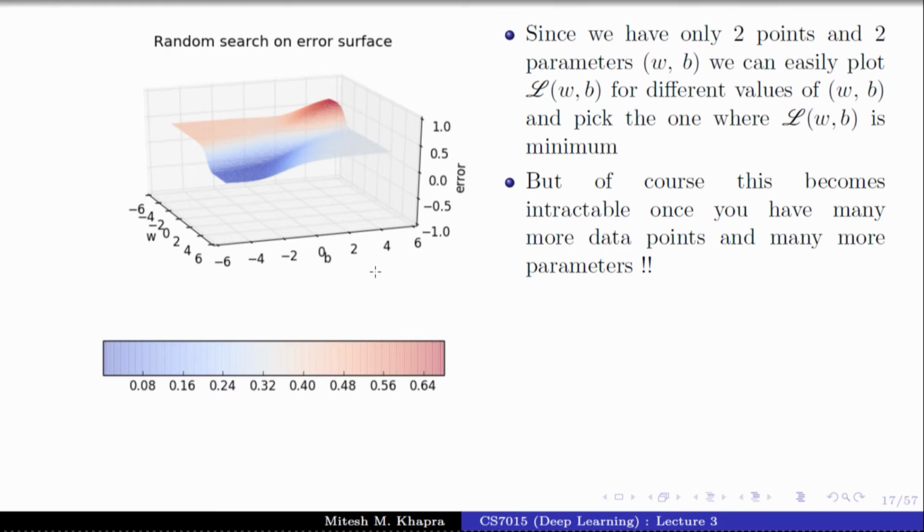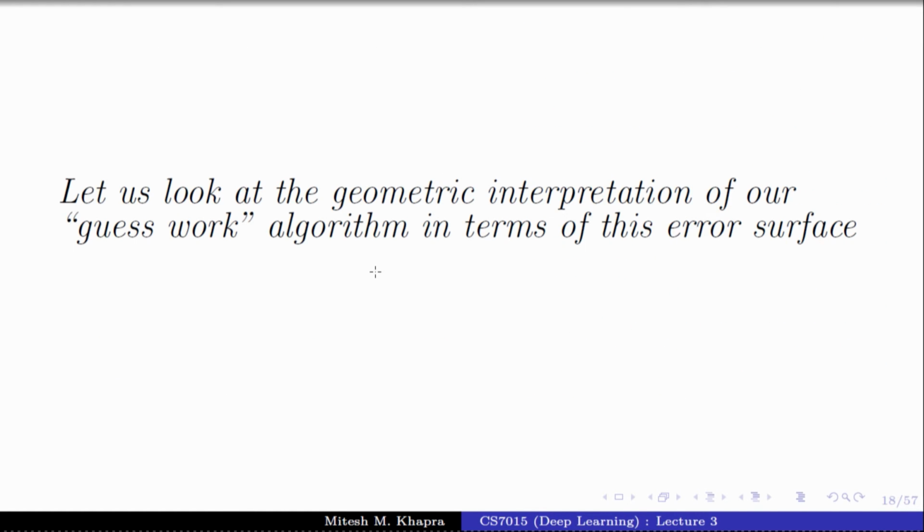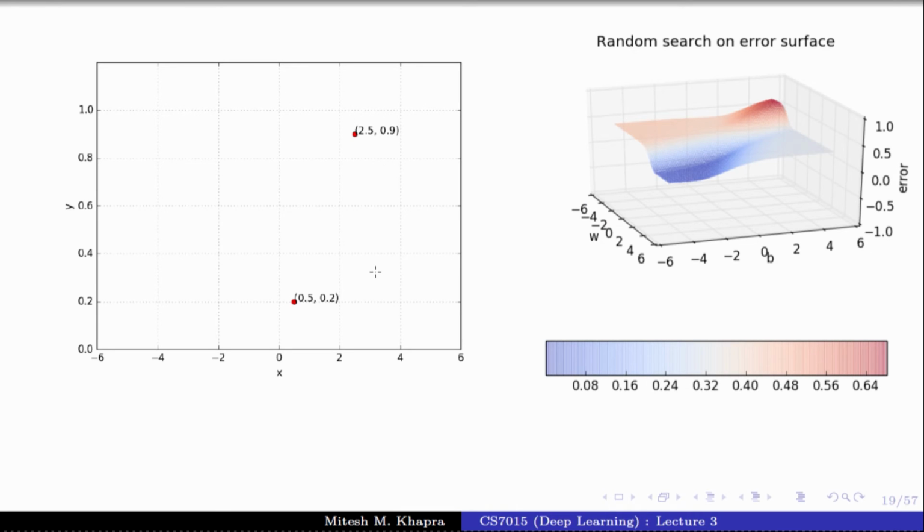If you have many, many more points, I had only 2 points here. If I had a million data points, I can't compute the loss of all of them and then plot it like this, right? And if I have many, many more parameters, I just cannot do it. So this random guesswork, while it gives us some intuition of what we are trying to do, is not feasible in practice, okay?